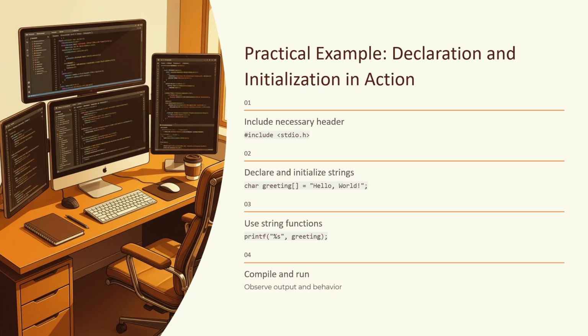Let us see an example. Here, we have included the header file stdio.h, and in the second step we have declared and initialized strings. We have declared a greeting array and initialized it with hello world. In the third step, we are going to print using string functions. And in the fourth step, we compile and run it. Whenever you compile and run, you're going to see the output and how it behaves.